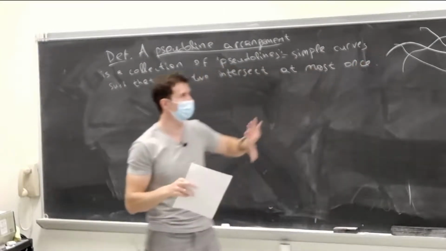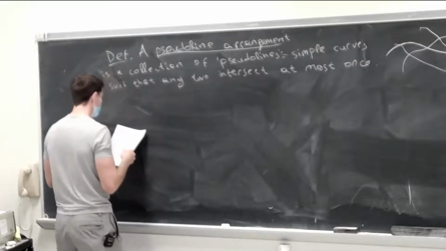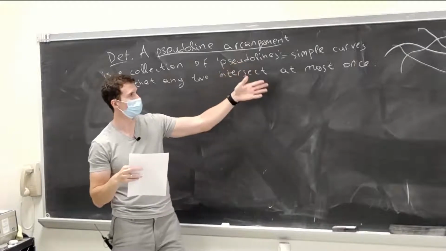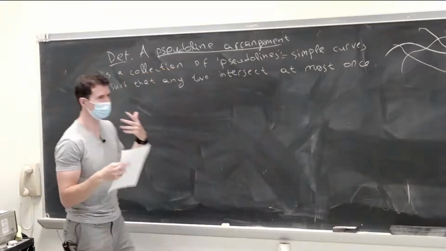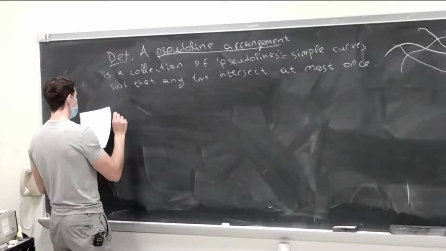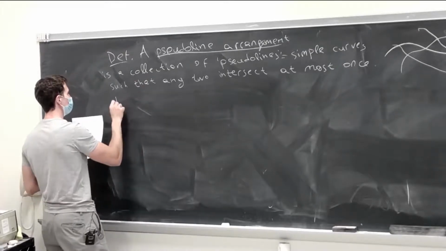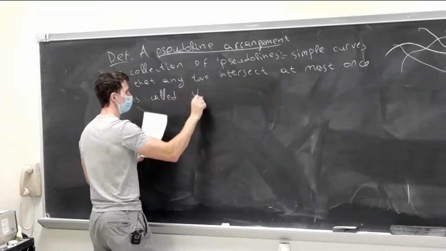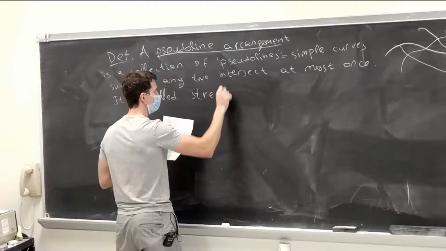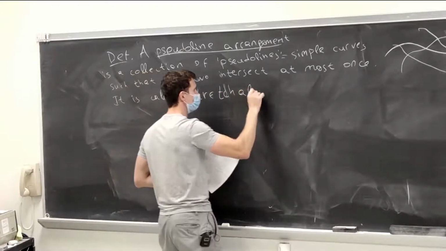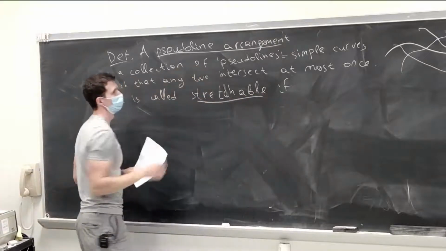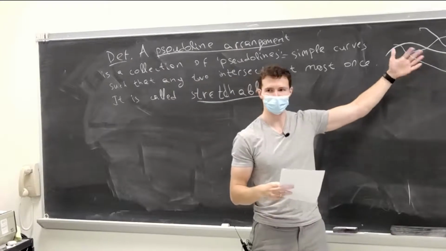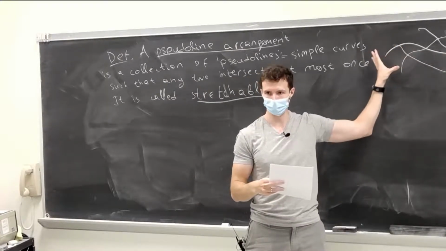And again, I'm not defining it rigorously yet, but let me say that, of course, there is a special case where each pseudoline is straight, and that is going to be called an arrangement of lines. And in general, a pseudoline arrangement is called stretchable if you can kind of make each of these pseudolines straight without changing the combinatorics of the picture.